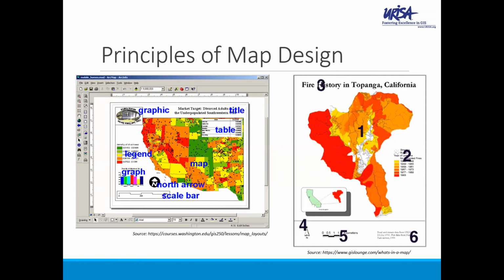And while it's not listed on this slide, to me, source is a large principle of map design. Do you trust your source? Should you trust your source? Is it listed? Years ago, there was an impressive statistic that visuals are processed, I think it was 60,000 times faster than text. This is a really popular statistic. It's since been debunked.